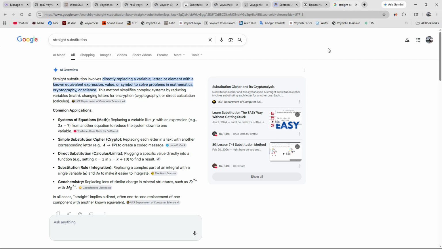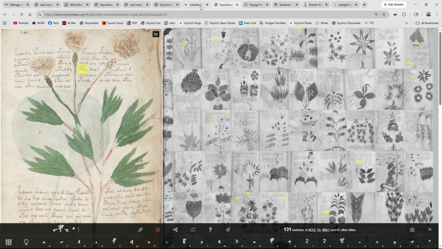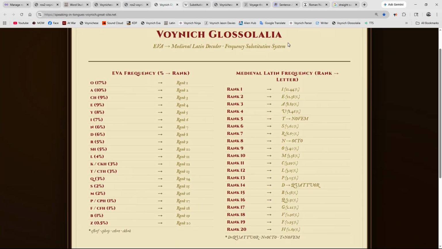Straight substitution involves directly replacing a variable letter or element with a known equivalent expression, value, or symbol to solve problems in mathematics, cryptography, or science. So this is just a really simple substitution. And more about it, the gallows, more on the gallows.